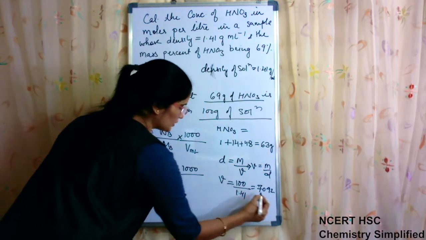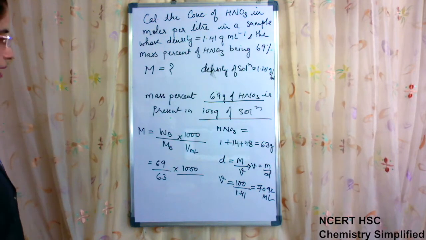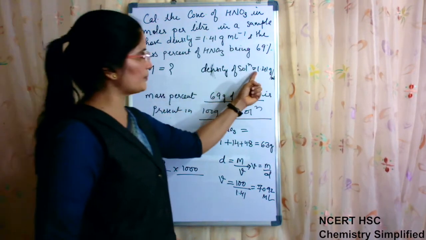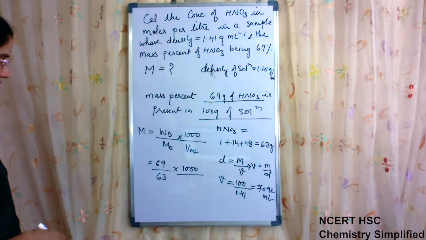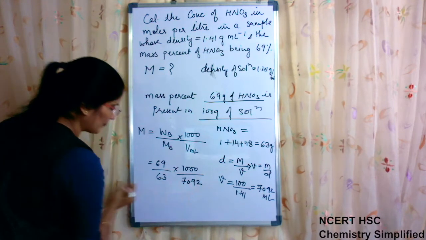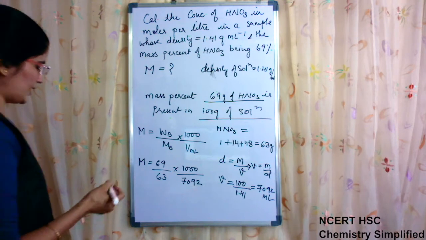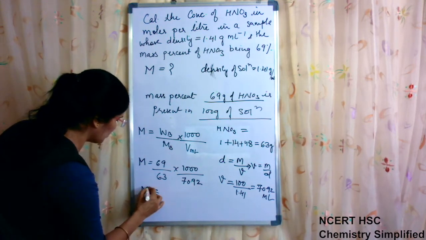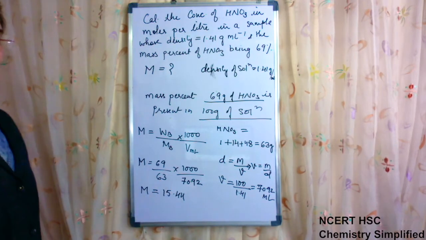Volume of the solution comes to 70.92 ml, because density was 1.41 grams per ml, hence this volume will also come in ml. So we'll put it here, 70.92. This will help us to calculate molarity again, which will come nearly 15.44 moles per liter.